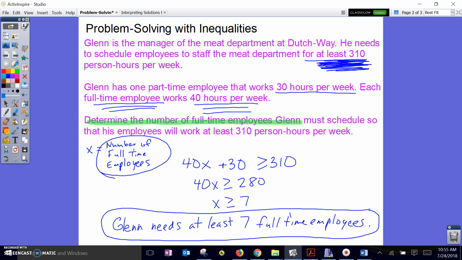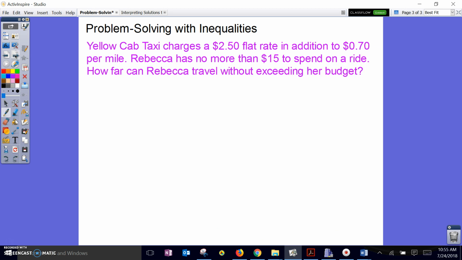All right, let's do one more. Yellow cab taxi charges a $2.50 flat rate in addition to 70 cents per mile. Rebecca has no more than $15 to spend on a ride. How far can Rebecca travel without exceeding her budget? So I've read it pretty carefully. We're looking for how far can Rebecca travel. Okay, and so when we define our variable, we're going to let our variable stand for the number of miles that Rebecca travels. I'm going to write that down. X equals number of miles Rebecca travels.